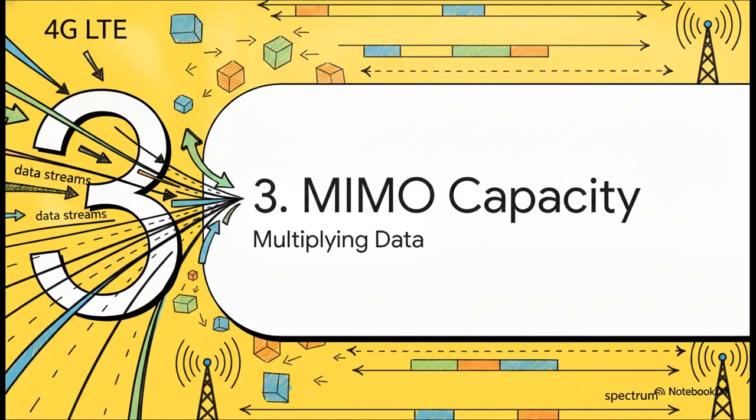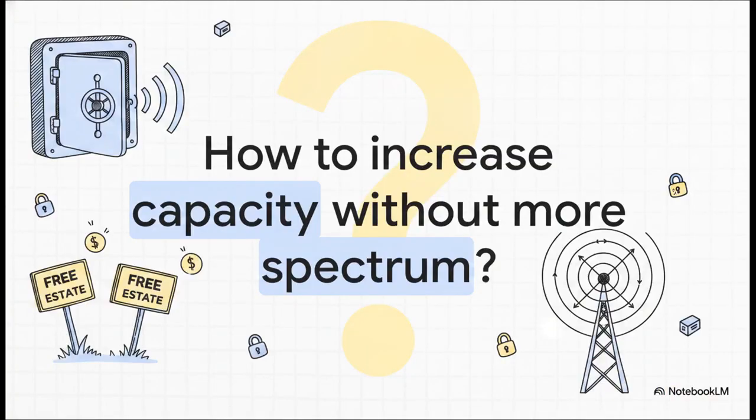Section 3. Multiplying capacity with MIMO. Okay, so we optimize the highway lanes, but what happens when we need to push even more data without just buying more spectrum? This was the next major hurdle for LTE engineers.